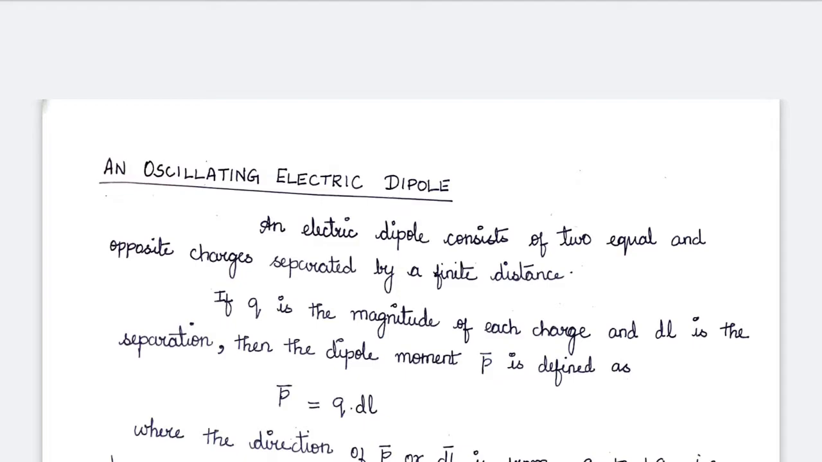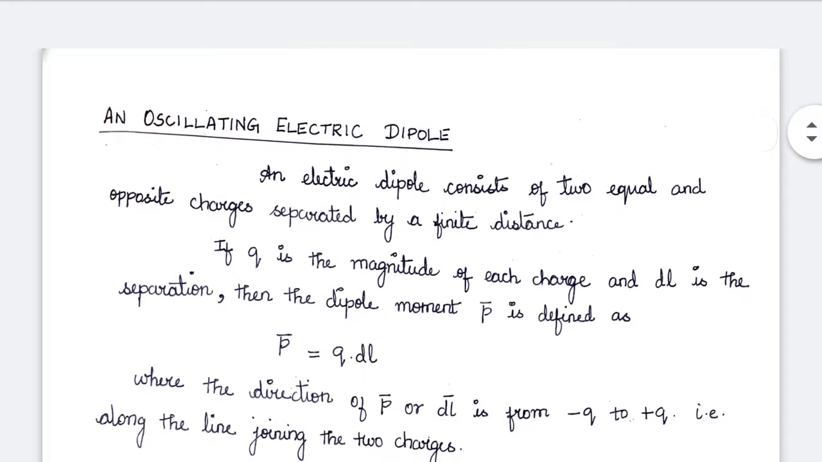In today's class, we will discuss what an oscillating electric dipole is and the radiation emitted due to an oscillating electric dipole. At high school level itself, we are introduced to what an electric dipole is.